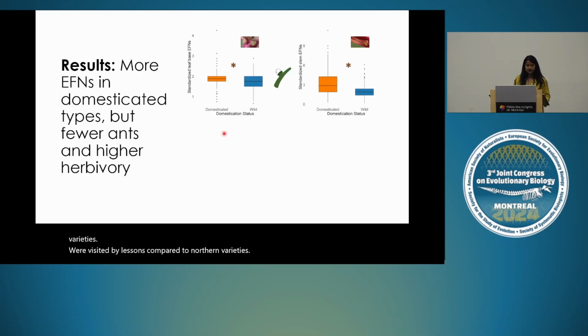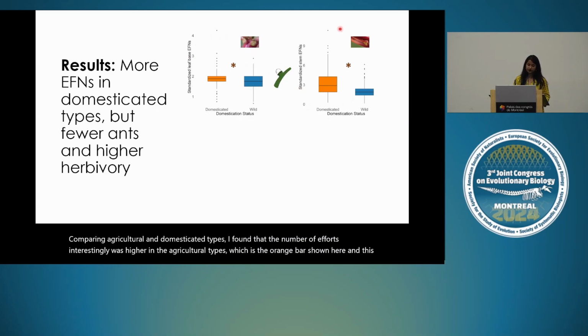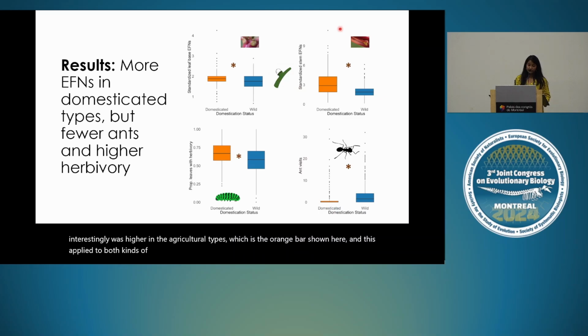Comparing agricultural and wild types, I found that the number of EFNs, interestingly, was higher in the agricultural types, which is the orange bar shown here, and this applied to both kinds of EFNs. However, wild varieties, shown in blue here, experienced less herbivory and higher ant visits.